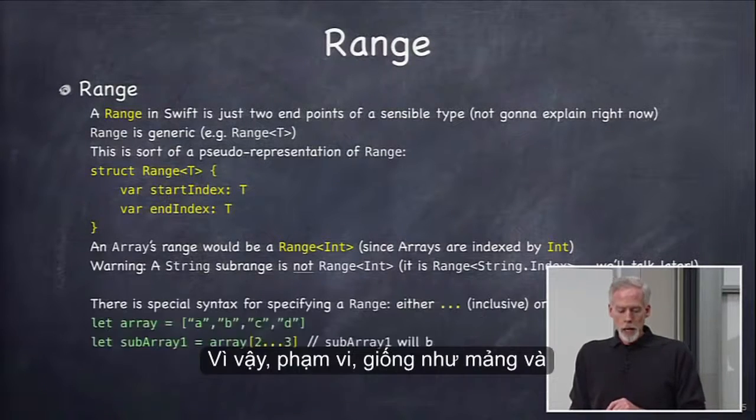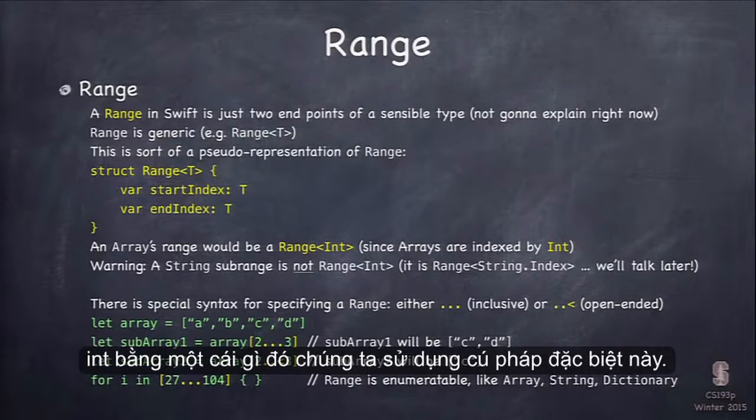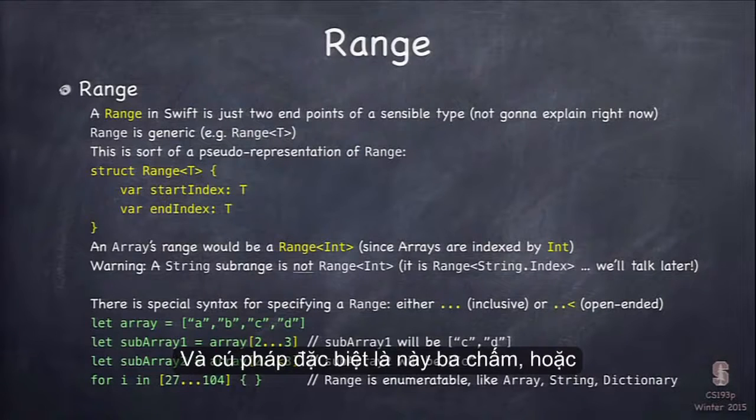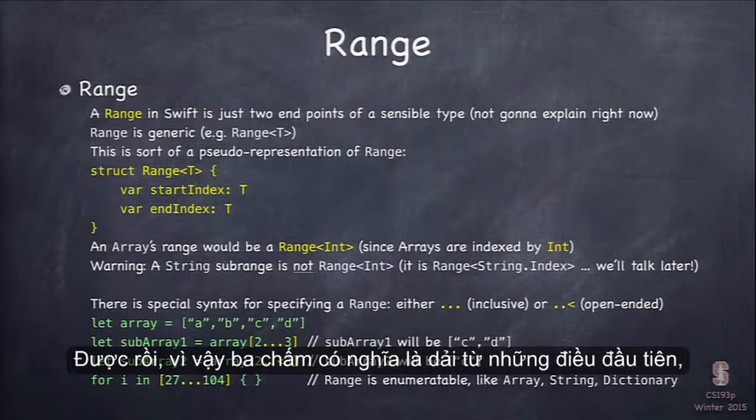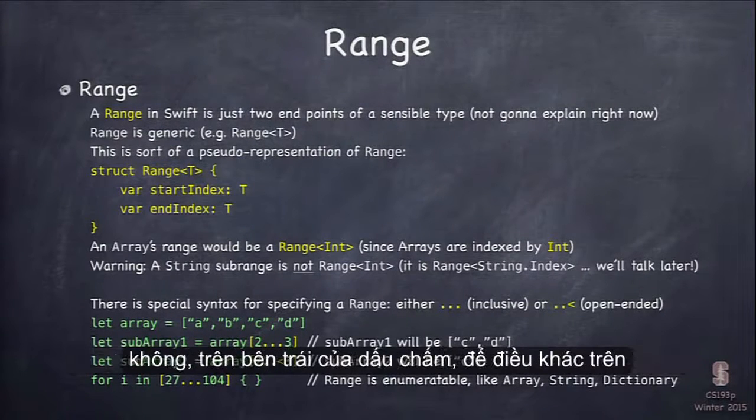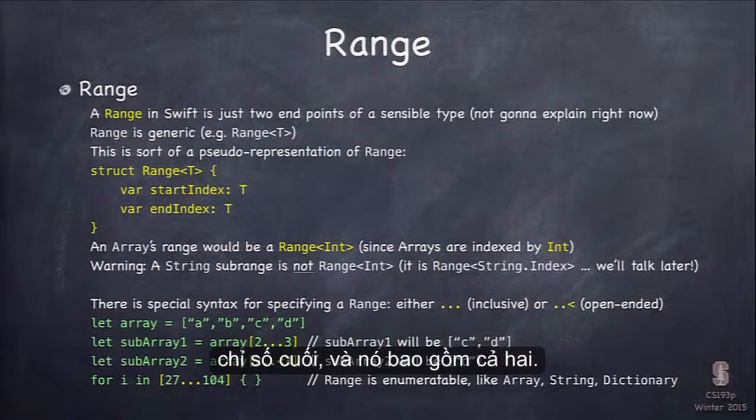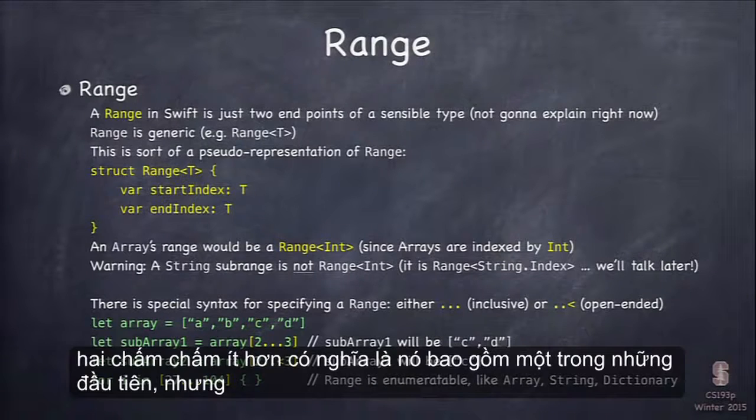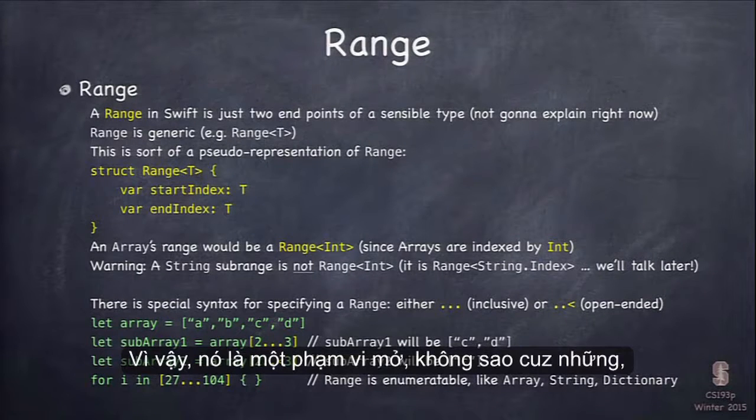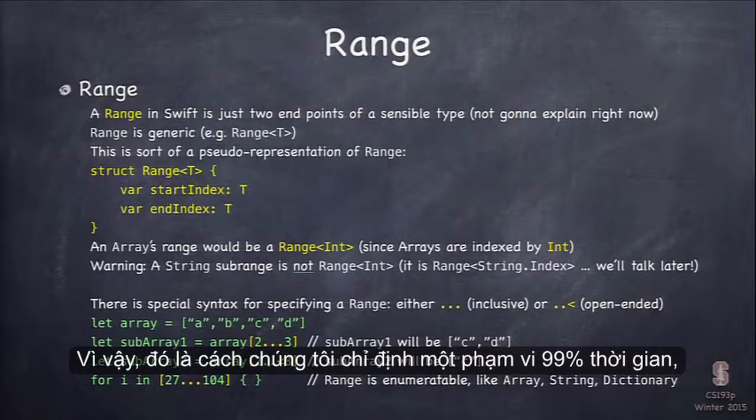Ranges, just like arrays and dictionaries, we don't usually say range angle bracket int equals something. We use this special syntax, which is 3 dots or 2 dots and a less than sign. The 3 dots means a range from the first thing on the left of the dots to the other thing on the right of the dots. That's the start index and the end index, and it includes them both. Whereas the other one, 2 dots and a less than, means it includes the first one, but it does not include the second one. So it's an open-ended range. Both of those kinds of ranges are common. So that's how we specify a range.